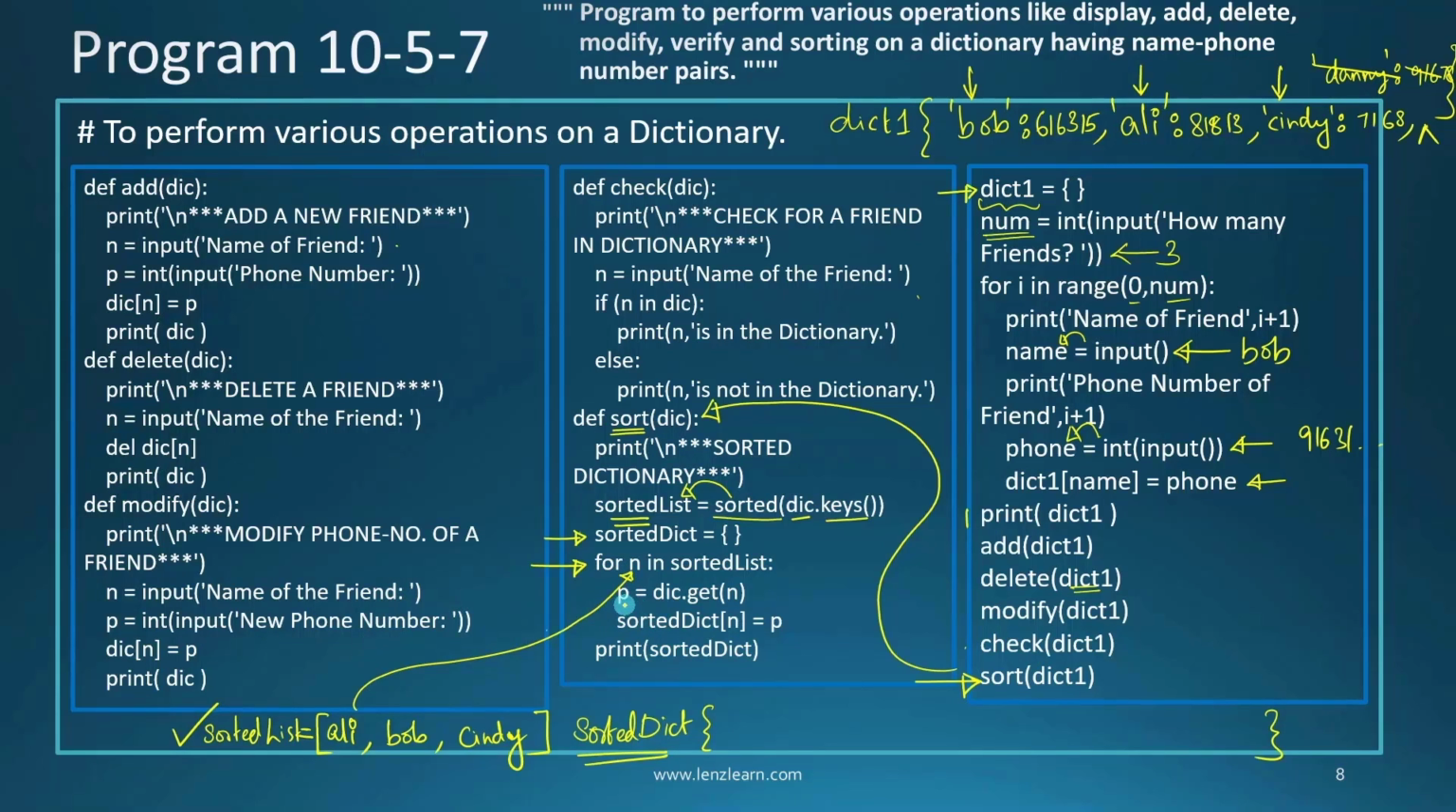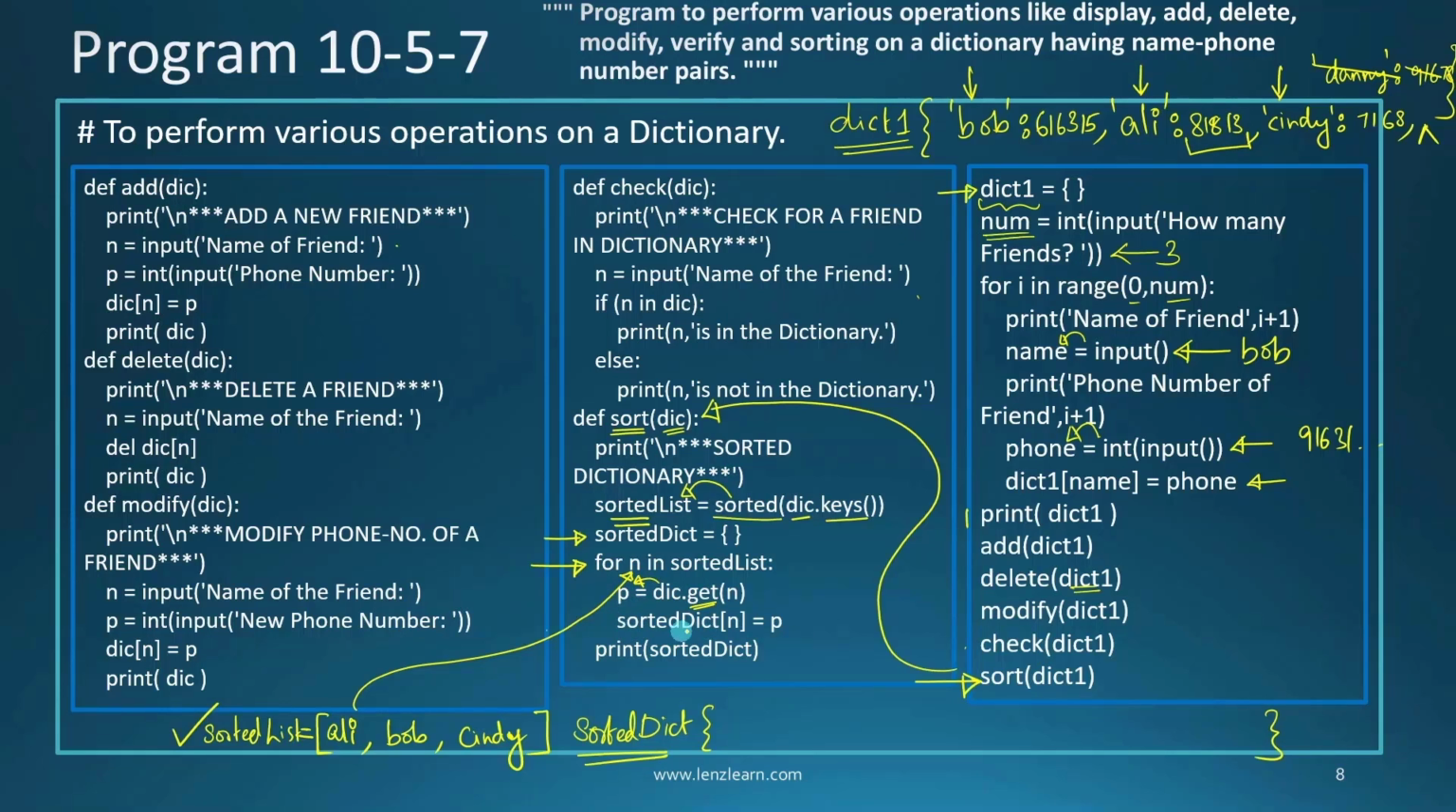And after that, I am getting the phone number of Ali from my unsorted dictionary. So here you can see dic is actually dict1, right? Because we have copied the value of dict1 into dic. So dic dot get with key value n. So what is the value of n now? It is Ali. We already know what is the work of this built-in function get. It will get the value stored for Ali. You can see the value stored for Ali is 81813. So that will be stored into P.